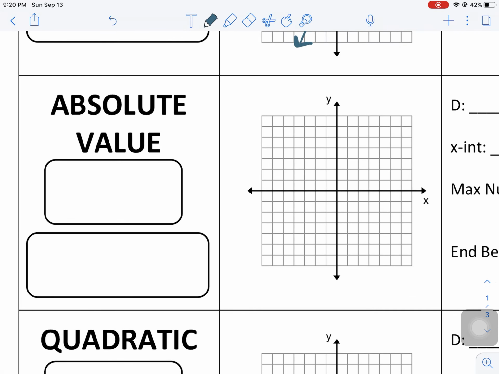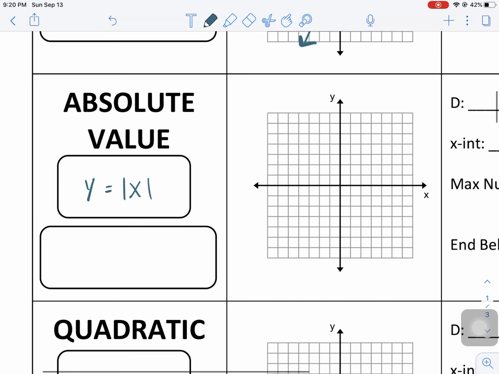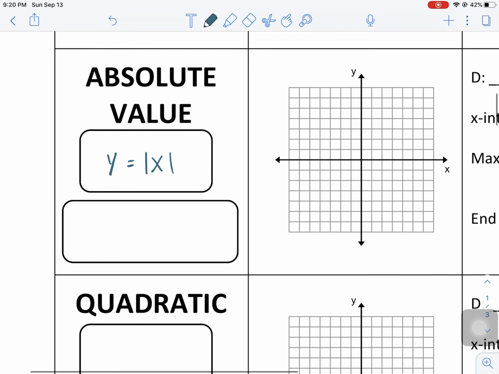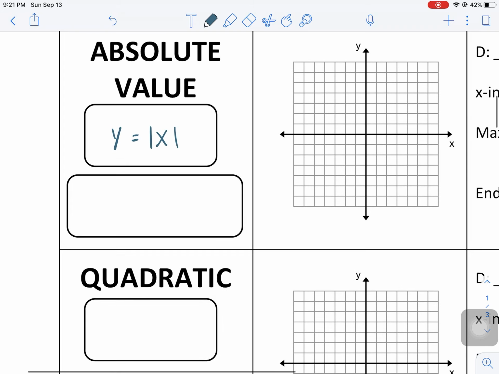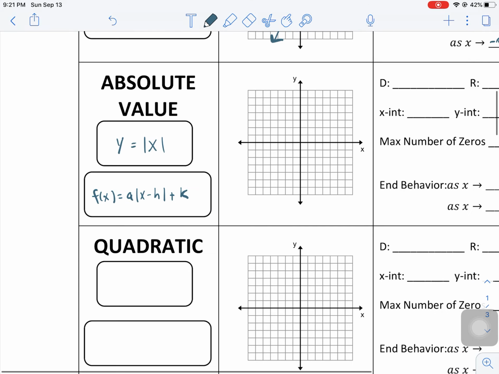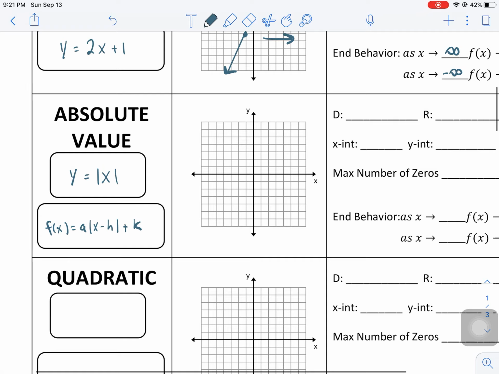All right, so absolute value graph. Absolute value graph is going to be y equals the absolute value of x, okay? And so let's say we had the transformation form of the absolute value graph. It's going to be f of x is equal to a times the absolute value of x minus h, plus k. All right, so that's our transformation form of the absolute value.